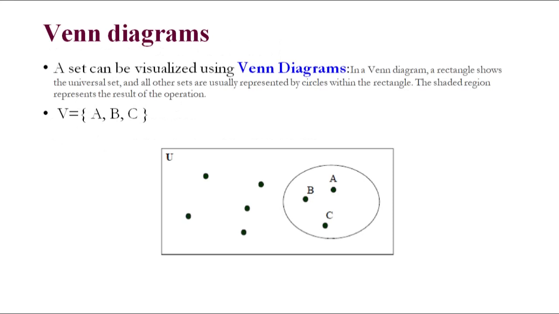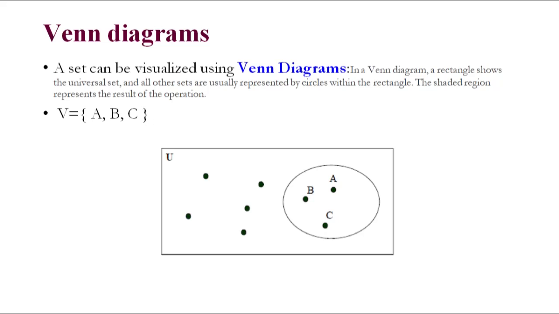Venn diagram: a set can be visualized using Venn diagrams. In a Venn diagram, a rectangle shows the universal set, that means the set consisting of all elements. All other sets are usually represented by circles within the rectangle. The shaded region represents the result of the operation.